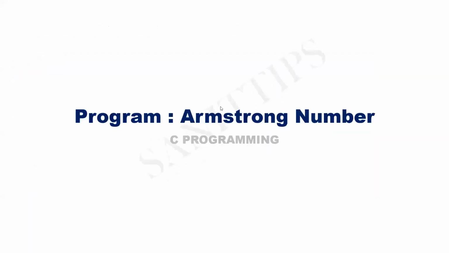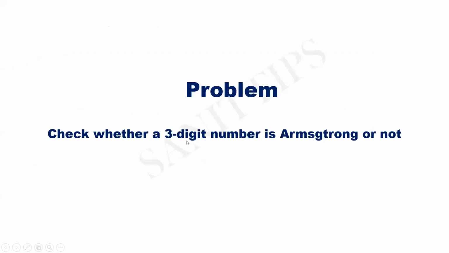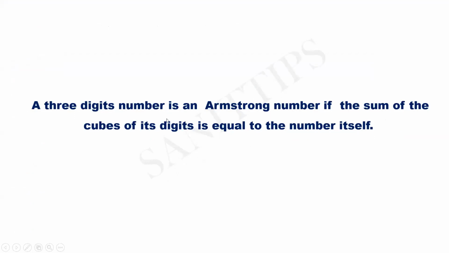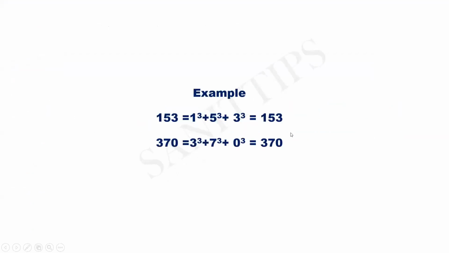In this video, let us see how to write a C program to check whether a three-digit number is Armstrong or not. A number is an Armstrong number if the sum of its digits raised to the number of the digits gives the number itself. A three-digit number is an Armstrong number if the sum of the cubes of its digits is equal to the number itself. For example, 153.